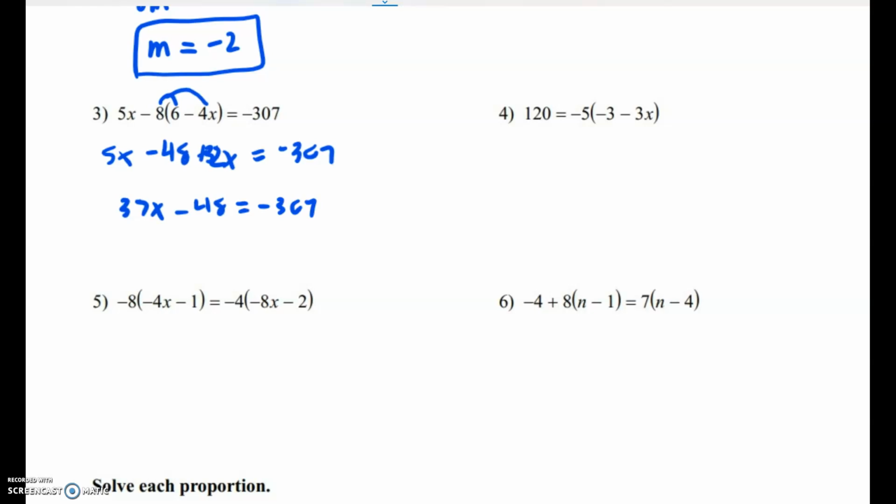I'm going to add 48 to both sides. And I get 37x equals -259. Divide by 37. Try that again. -259 divided by 37 is -7.